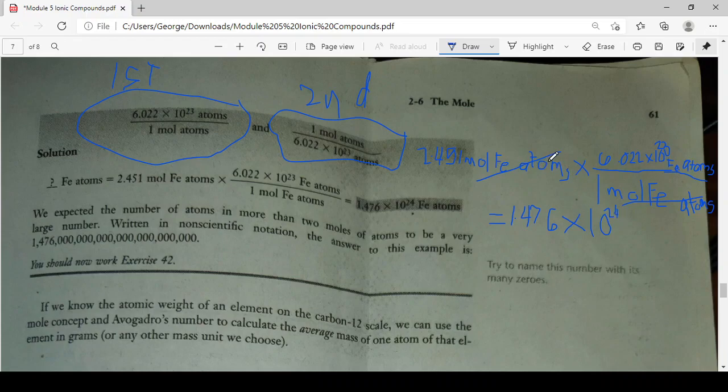So what is the remaining unit? We cancel the two on top and at the bottom. We are left with your Fe atom. So this is the number of your iron atoms. So this is how you solve your number of atoms. Easy lang, di ba?